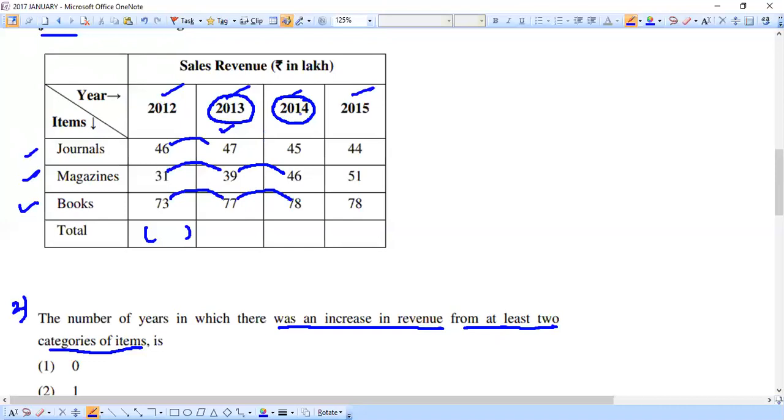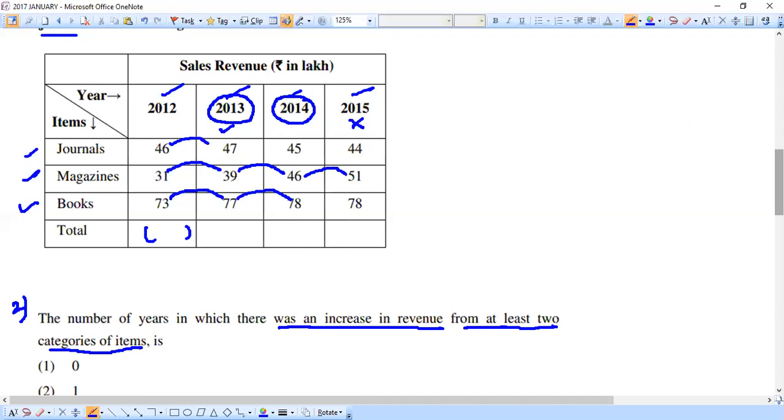Now we'll check 2014 to 15. Let's see what happens. 2014's journal is 45 and 2015 is 44, which is a decrease. For magazines, 46 to 51, yes, it is an increase. And books, 78 to 78, is neither an increase nor a decrease. So we get only one category increased from 2014 to 2015, which means we cannot count the year 2015.